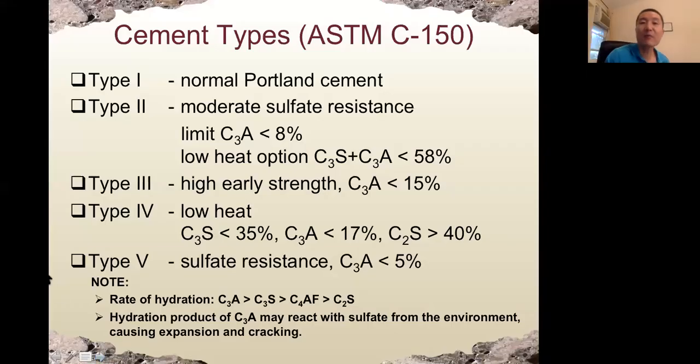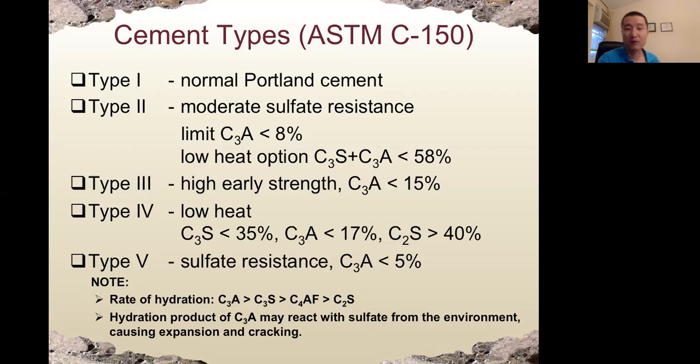Right. So type 1 cement is called normal Portland cement. For most general types of application, we can use type 1 cement. Type 2 is called moderate sulfate resistant cement, and type 5 is called sulfate resistant cement. Sulfate resistance means that type 2 and type 5 cement can resist a type of chemical attack called sulfate attack.